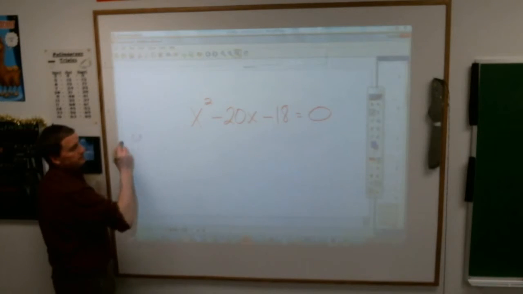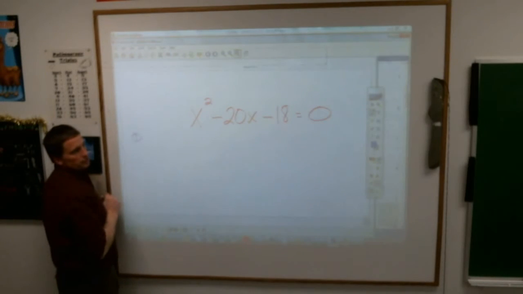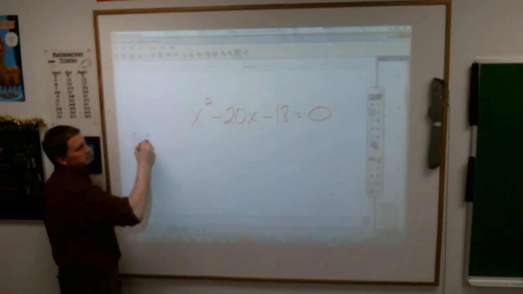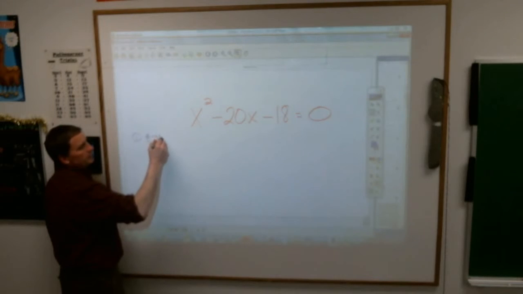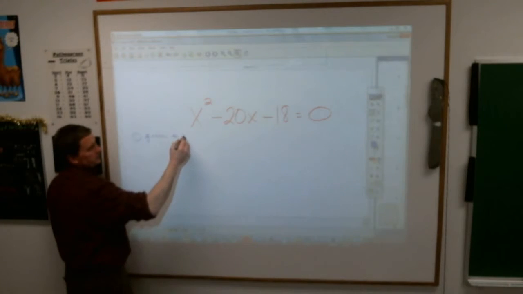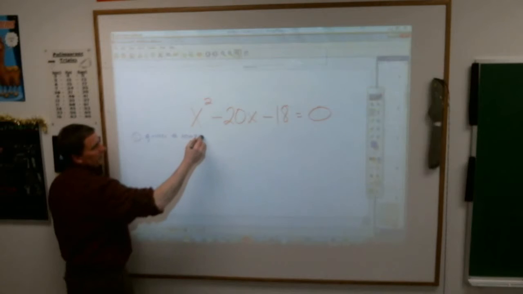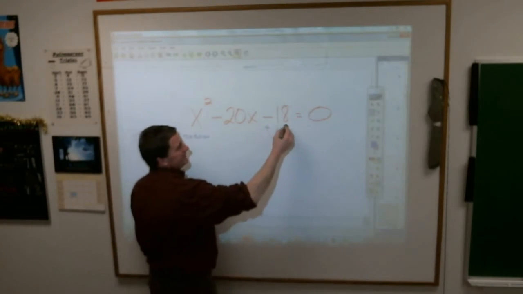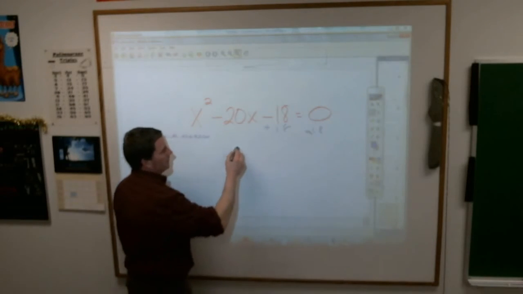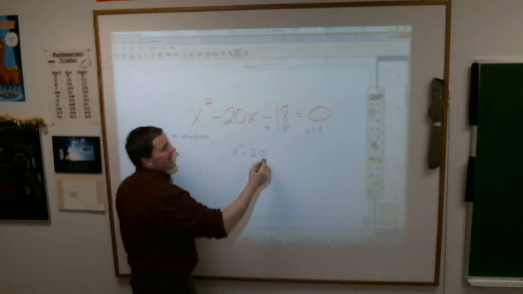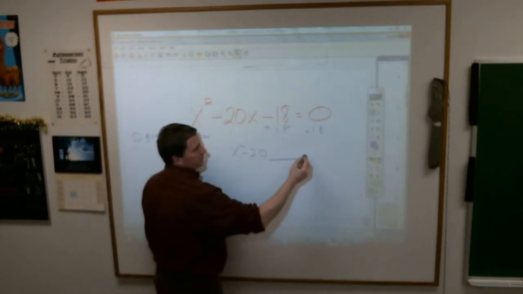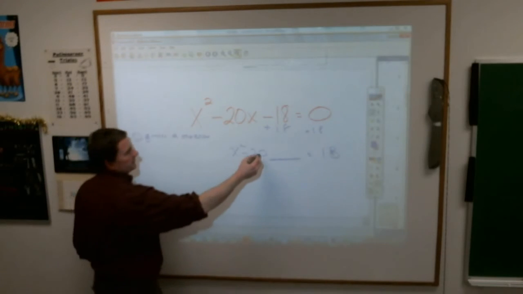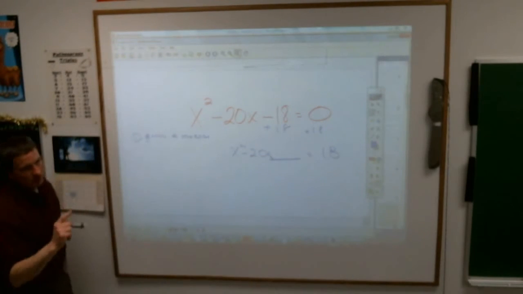Step number one. Get rid of that negative 18. Move the number to the other side. You don't want to have to deal with it because you want to be able to look at it without. So I'm just going to add 18 to both sides. So now I'm left with x squared minus 20. I'm missing this term here because I moved it over, but I'm going to fix that in just a second. I want to be able to manipulate my equation so that I get a perfect square trinomial.